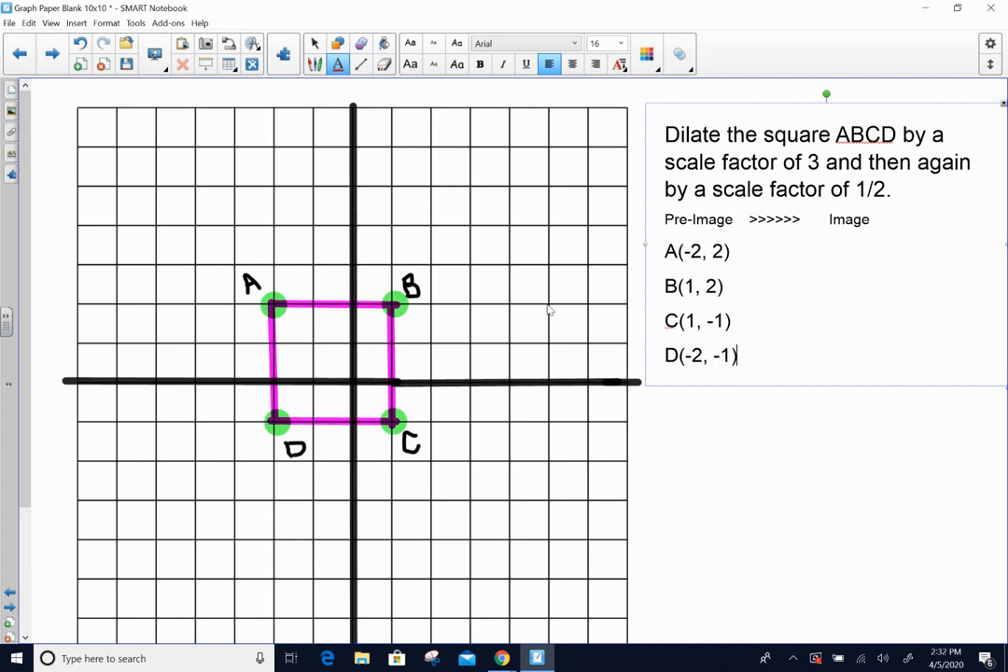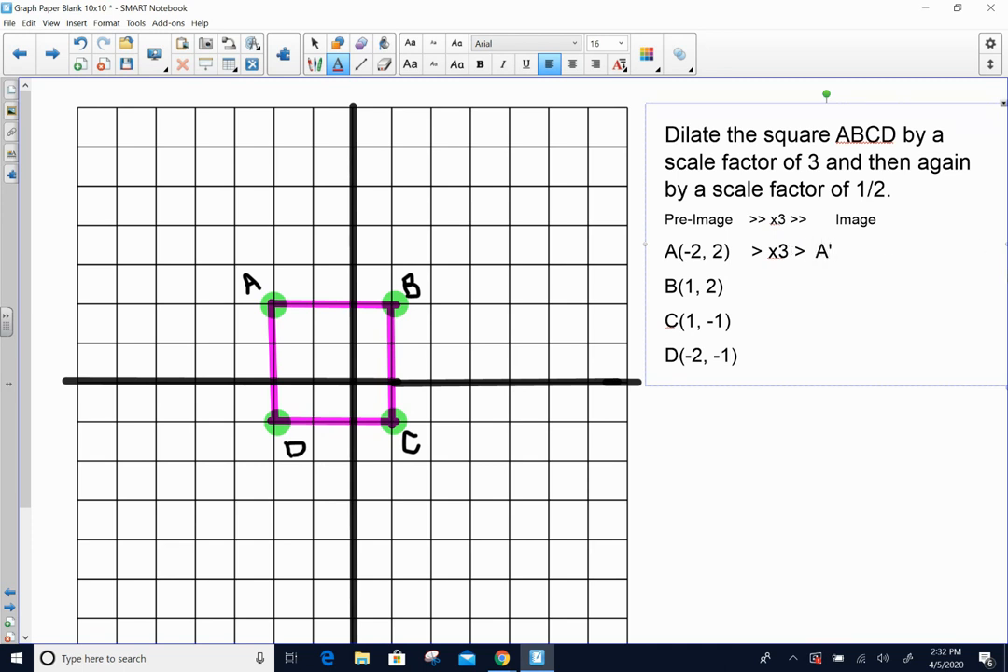Now, when I dilate by a scale factor of 3, I need to multiply all of my ordered pairs by my scale factor. So my dilation here means I'm going to put a times symbol here by 3. Actually, let's put this up here. We're going to multiply by 3. And I can still do my little arrows here.